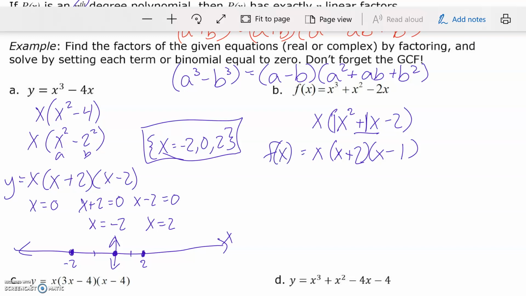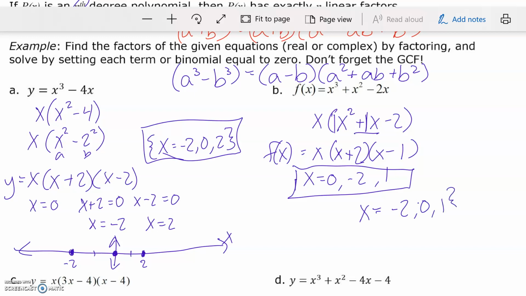We're going to go ahead and set each one of those equal to 0. So we have x equals 0, x equals negative 2, and x equals 1. So those would be our three zeros on the graph. So you can go ahead and write it in domain form. So we would state that the answer would be x equals negative 2, 0, 1. That way it's kind of in order. And then you're all set for B.